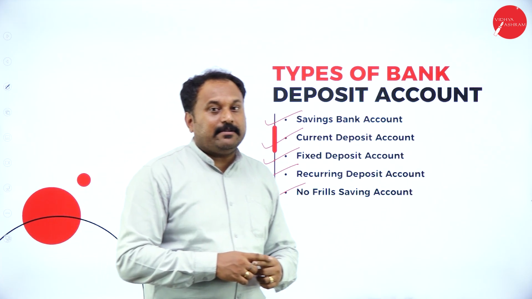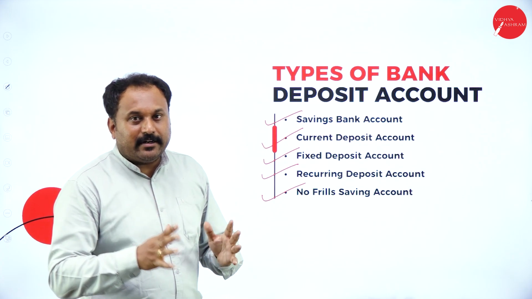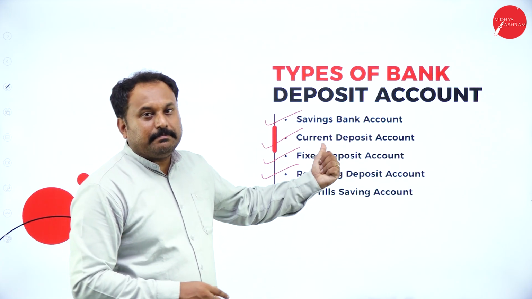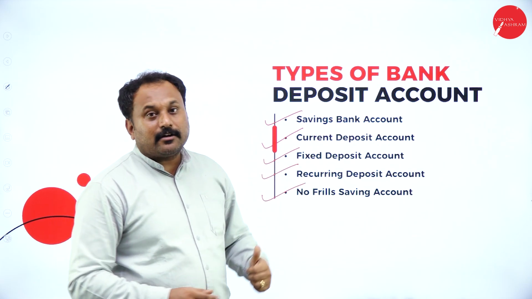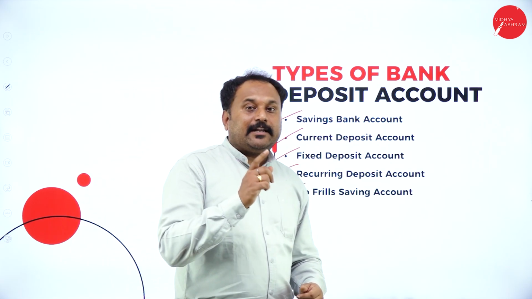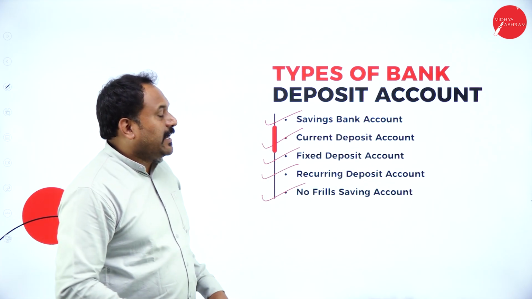So the minor is not liable, it is the guardian who is liable. So here, when they open this, a minor can also start a saving bank account, an adult can also start a saving bank account, even a senior citizen can also start opening a saving bank account. The second is the current deposit account.